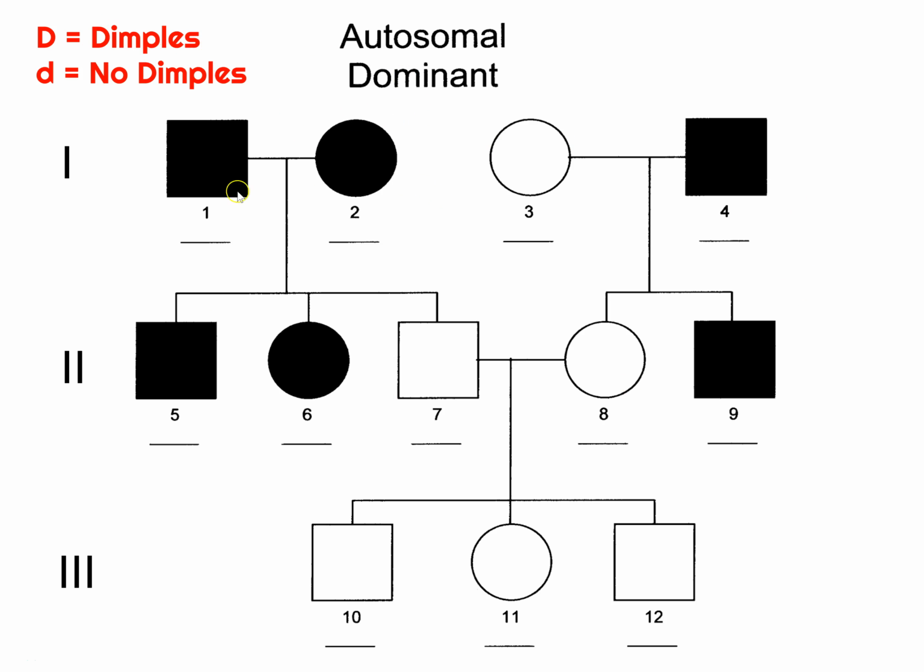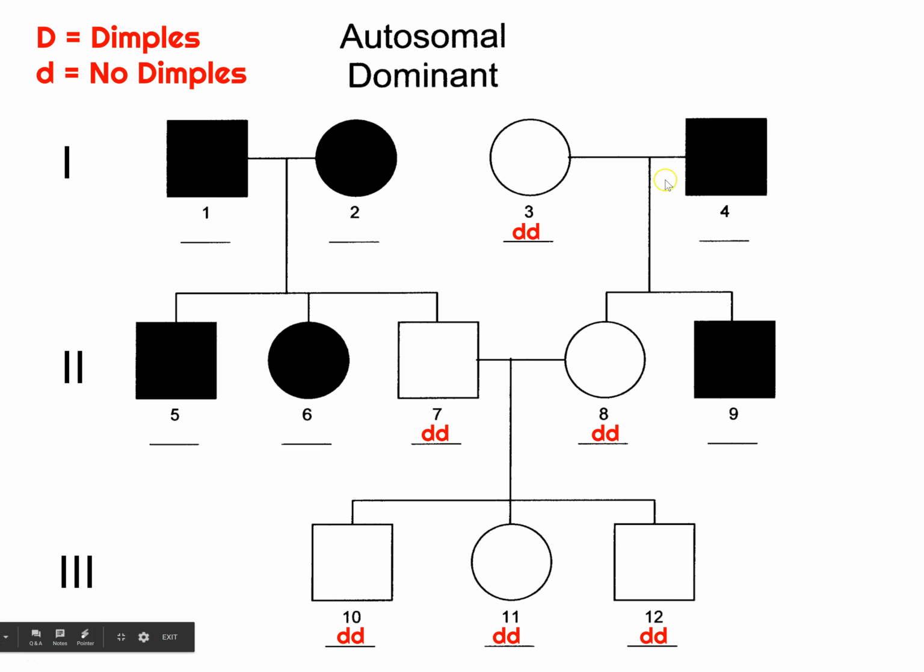So to have dimples, to have the disorder, you have to have at least one big D. So the first thing, the easiest thing to do right now, anyone who's not shaded in has no dimples. So we know they have to be little d, little d. So I'm going to put little d here, little d here, little d here, little d here, little d, little d. So little d for all of these because they're recessive. So that's easy to fill in.